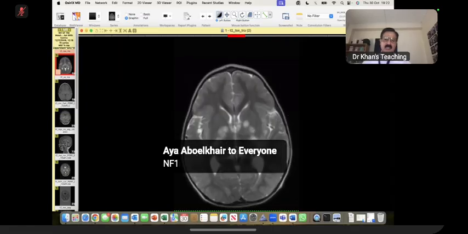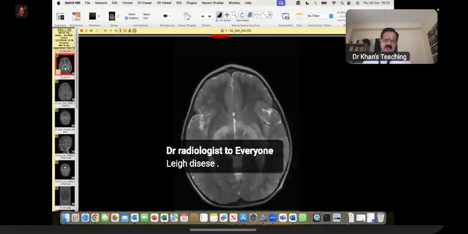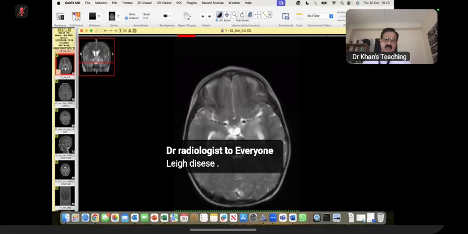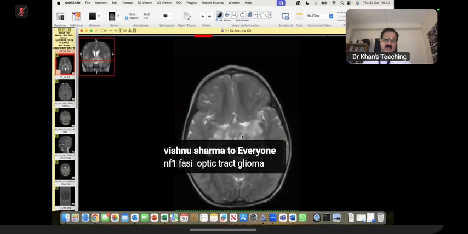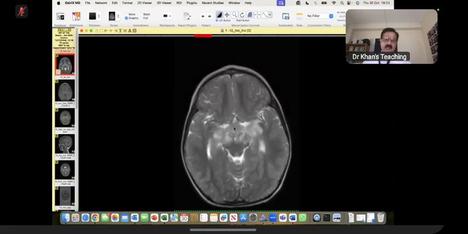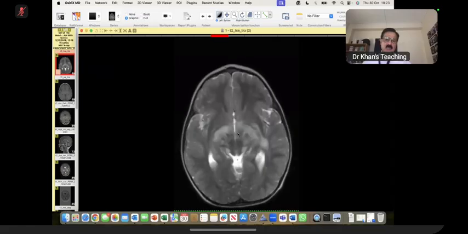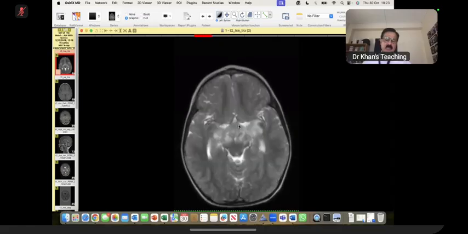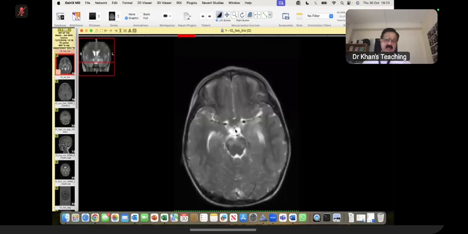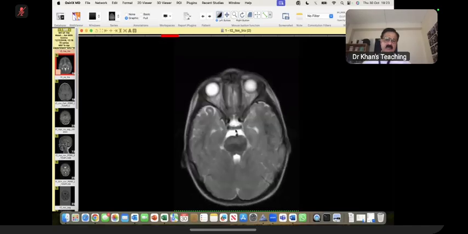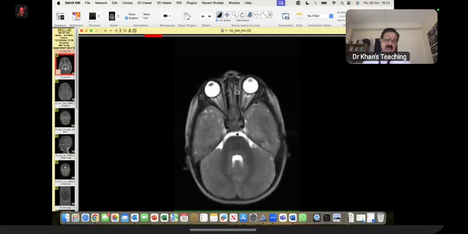So if you see here, these were high signal intensity foci, but I'll come back to this. The key finding is this: this thing is the midbrain. Anterior to the midbrain is the suprasellar cistern. In the suprasellar cistern is the optic chiasma. There is a mass sitting there. This is the optic chiasma, which is thickened. If you trace it further, even on this sequence, you can see the optic nerves. The optic nerves are thick and they are tortuous.